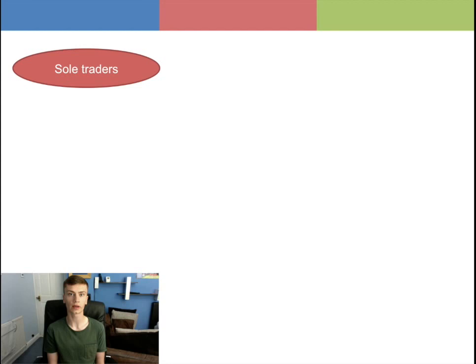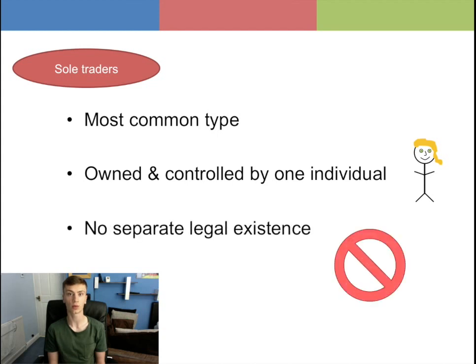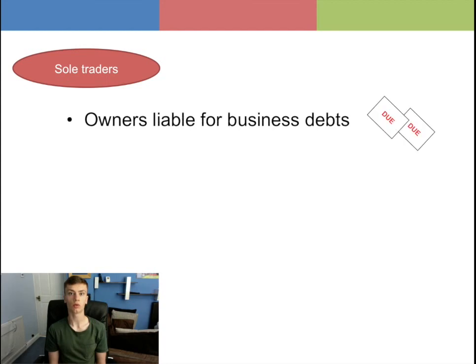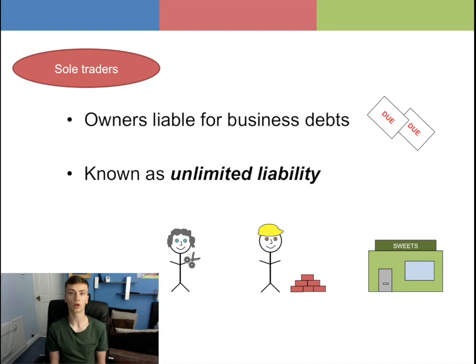If you have not already guessed, a sole trader is the most common type of business. A sole trader is a business that is owned and controlled by one individual. Sole traders do not have a separate legal existence from their owners, and as a result, the owners are personally liable for all the business debts, and in some cases may have to pay the debts out of their own pocket, known as unlimited liability. Sole traders can range from a hairdresser to a builder or even a sweet shop.